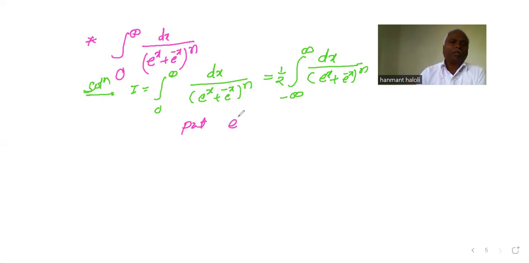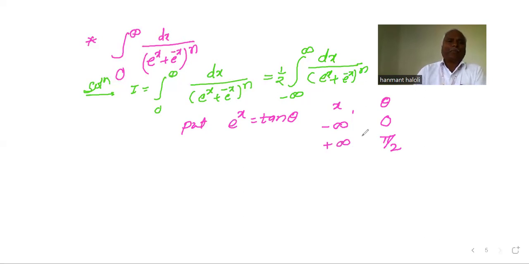e raised to x equal to tan theta. After this substitution, we get the values of x and theta. If x is minus infinity, theta is 0, and if x is plus infinity, theta is pi by 2. Therefore, the example will convert into a standard form.